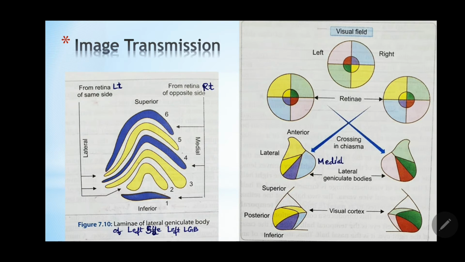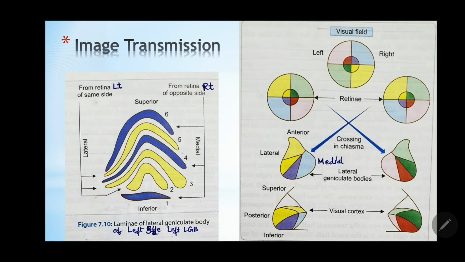Similarly, if you are seeing something in the right half of the visual field, its image will be formed on the left temporal hemiretinae and right nasal hemiretinae. This image will be transmitted after decussating at the optic chiasma: the nasal fibers of the retina on the right side will join the temporal fibers on the left side and will reach the opposite, that is the left LGB.